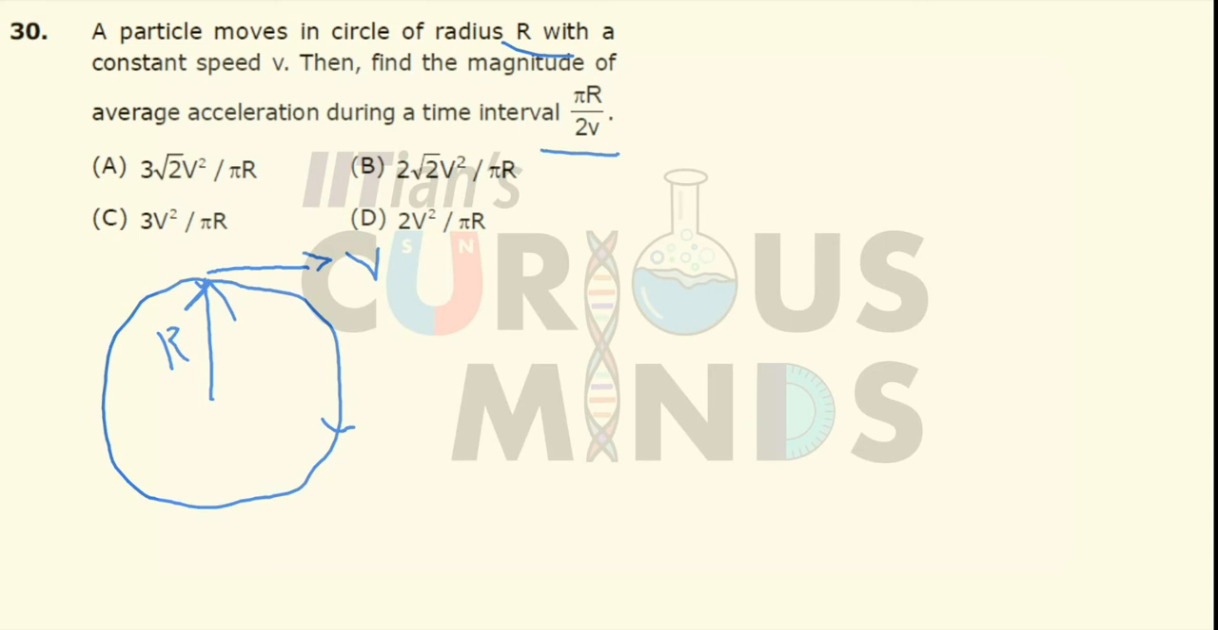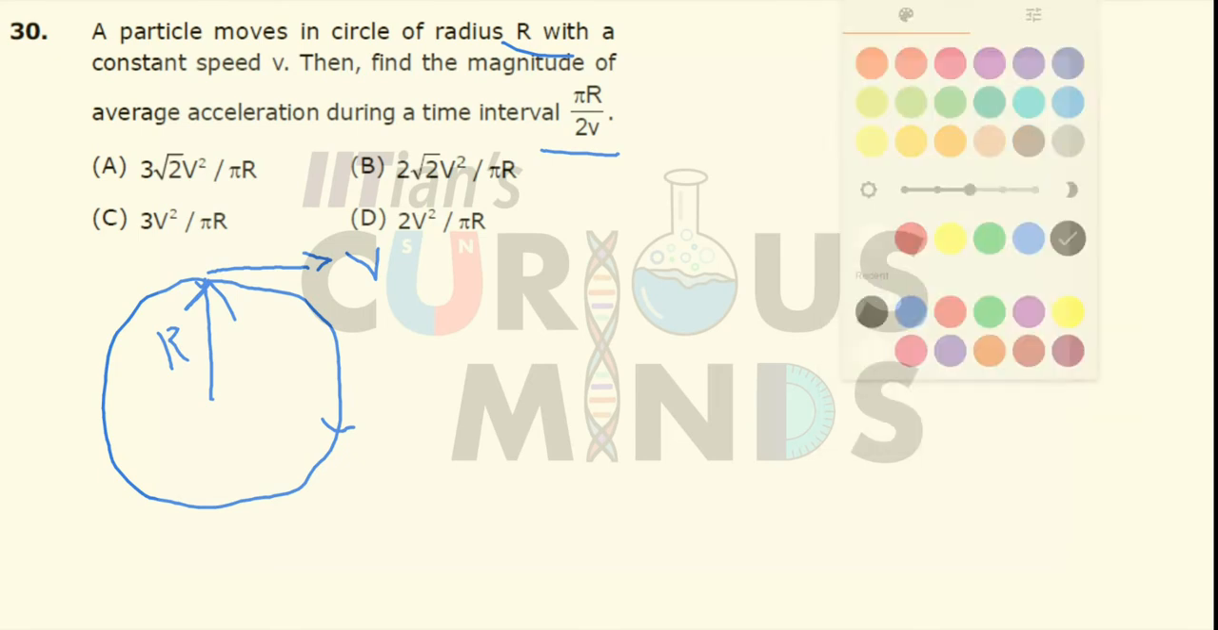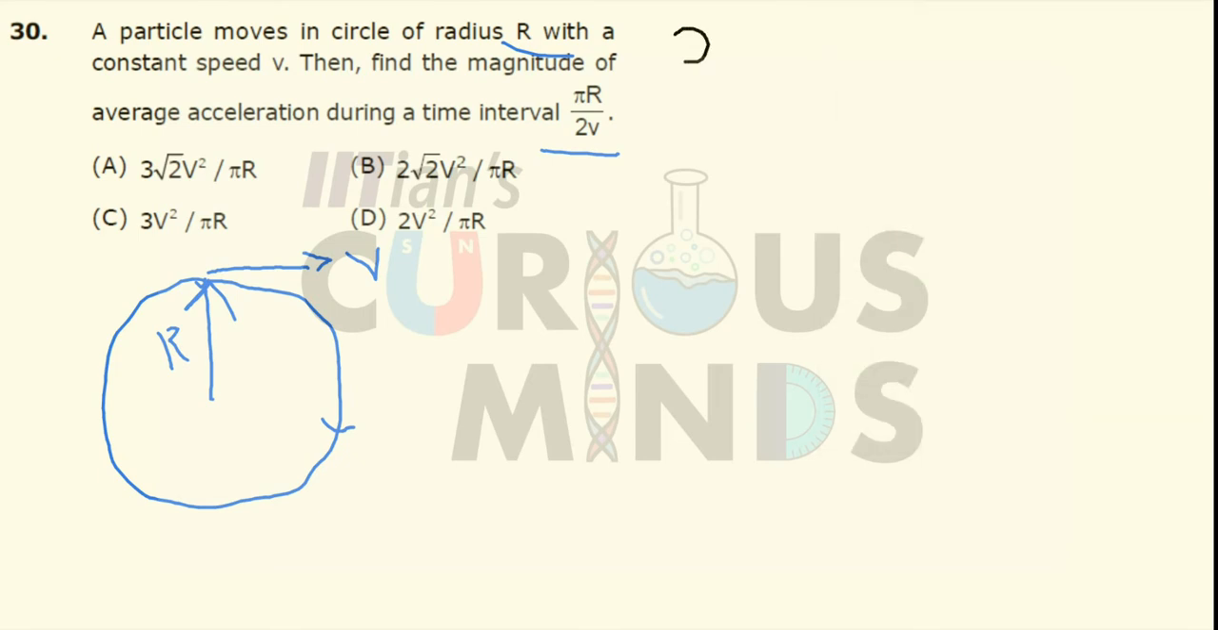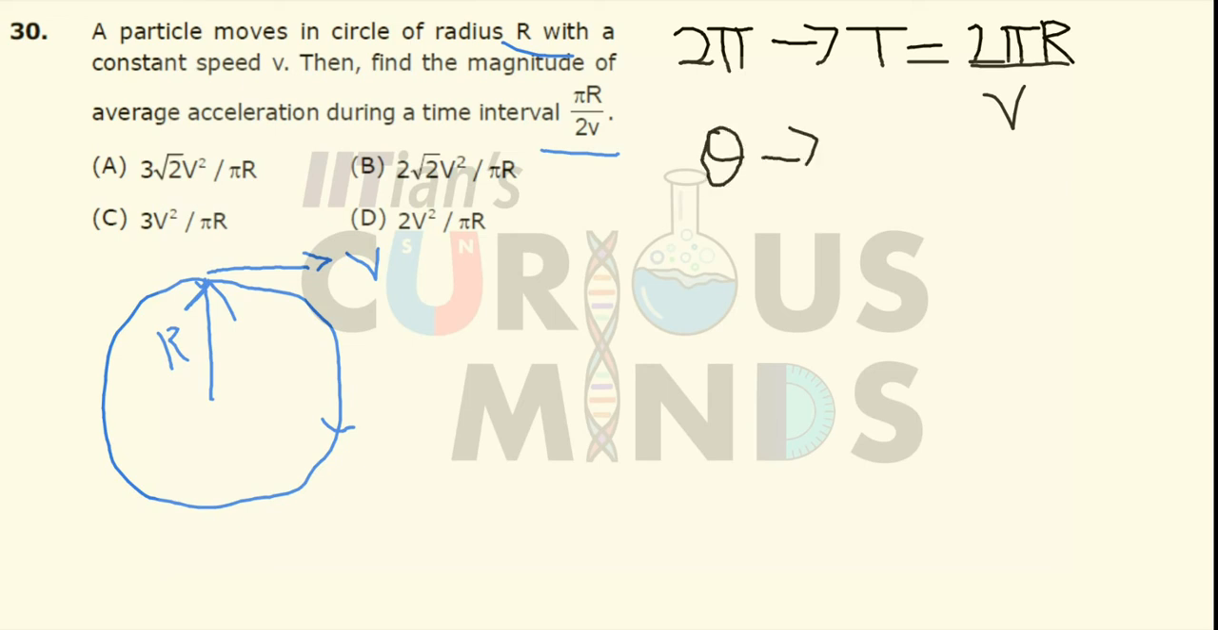Now let us see where the particle will be in this time. When the particle traces a total angle of 2 pi, the time period required is T, which is equal to 2 pi r divided by v, or v is equal to 2 pi r divided by T, so T will be equal to 2 pi r divided by v. So what is the angle traced when the time is given as pi r divided by 2v?